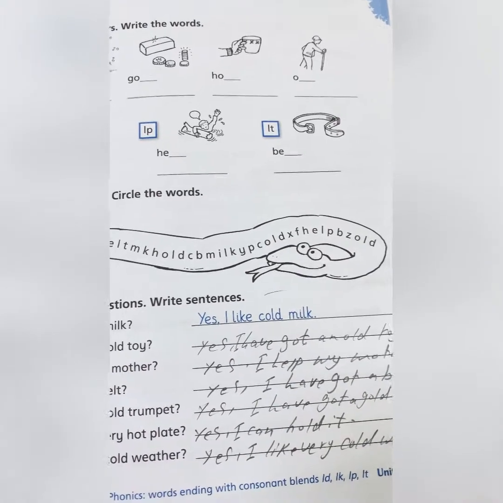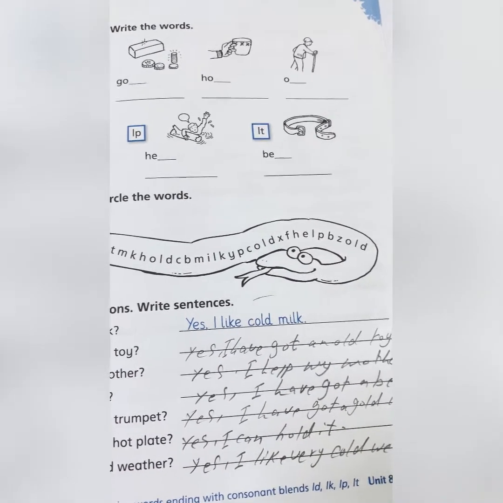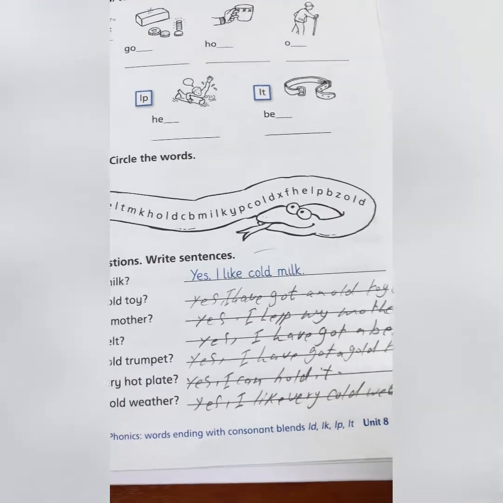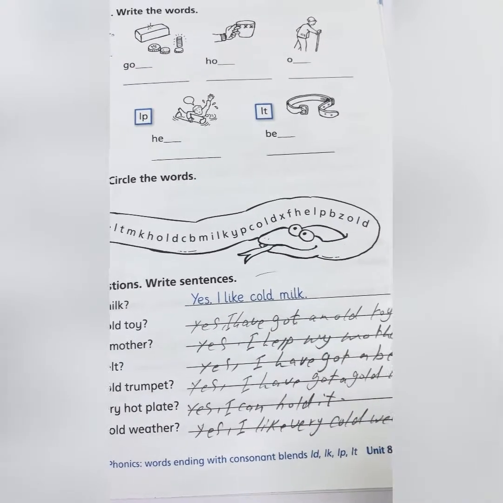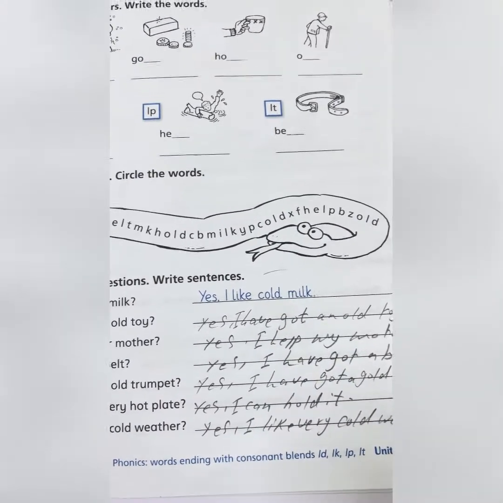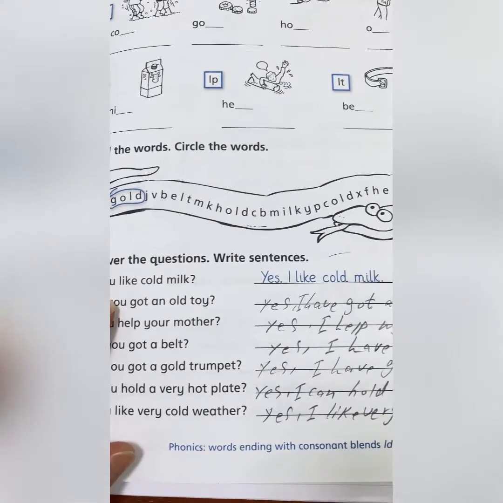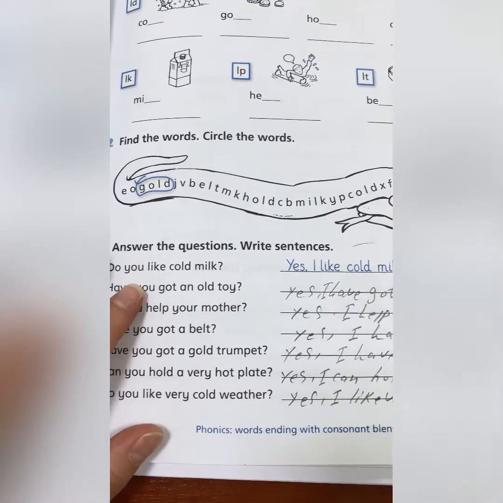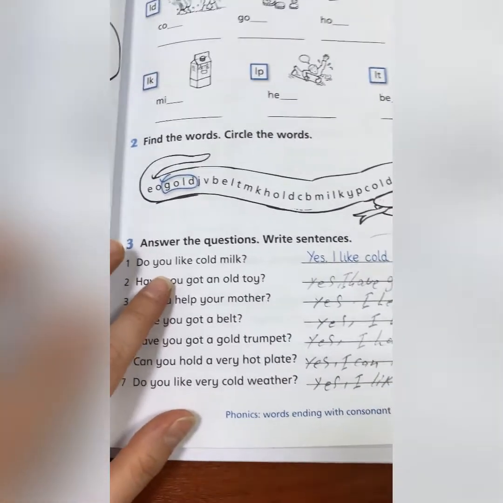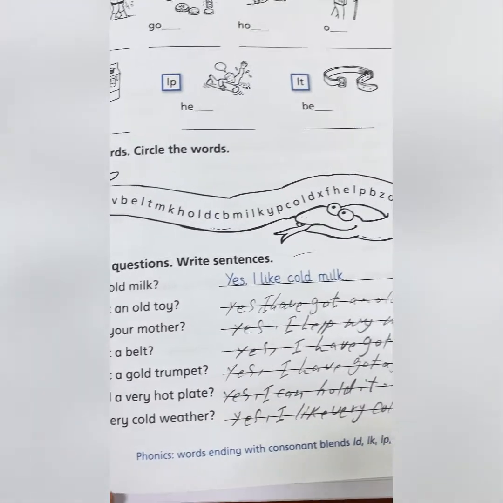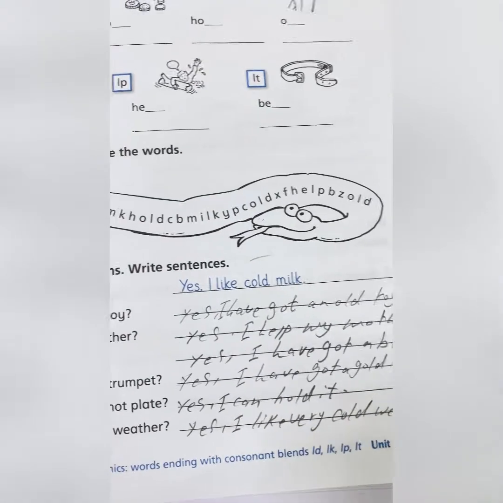You can write the letters and it's the phonics, okay? And this one here we have find the words, circle the words. It's the same that we said. You have to find the words and circle them and use the letters to make a correct word. And here we have answer the question. Say write the sentence. So you have a question, you have to answer it.